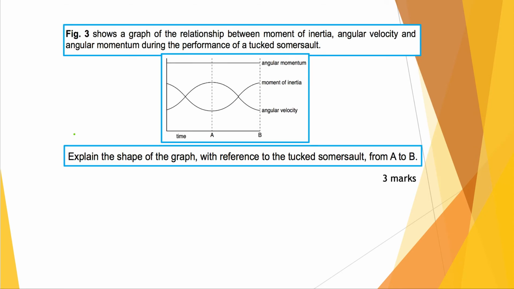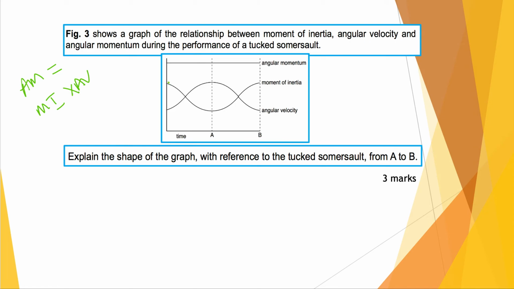Okay, final question. So we haven't seen this graph yet. This is the graph that represents this relationship that we've been talking about between angular momentum, moment of inertia, and angular velocity. So the graph shows the relationship between moment of inertia, angular velocity, and angular momentum during the performance of a tucked somersault. So angular momentum is remaining the same. It's a conserved quantity. This person must have taken off at this point because angular momentum has been generated and it's high, and it remains constant throughout the whole of the tucked somersault.